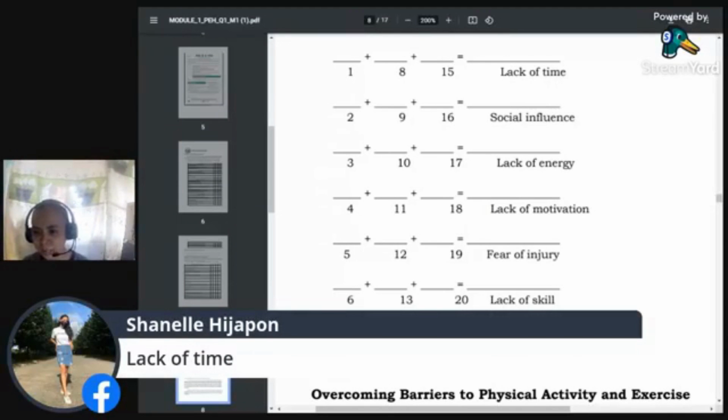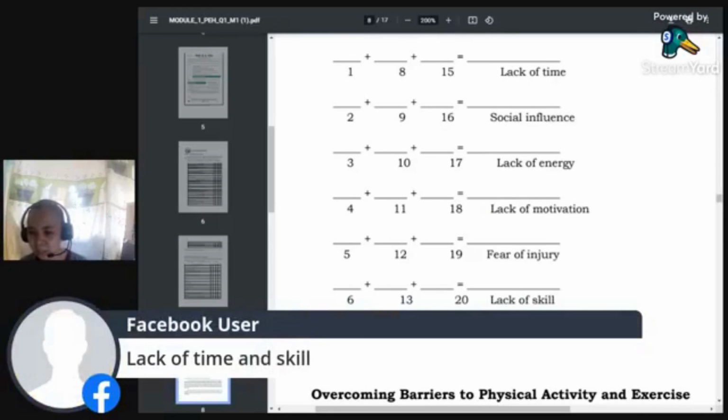Our vice president is here. Thank you. Good examples. I hope our other officers are also here. Lack of time for Chanel. Am I giving you a lot of extra work? Sorry, my dear officers. Okay, so mostly lack of time. And then for this Facebook user, it is lack of time and skill. Okay, thank you for participating. And those who will post, just continue posting.